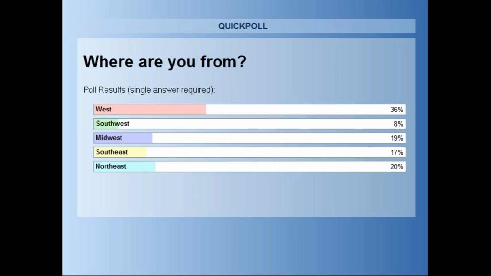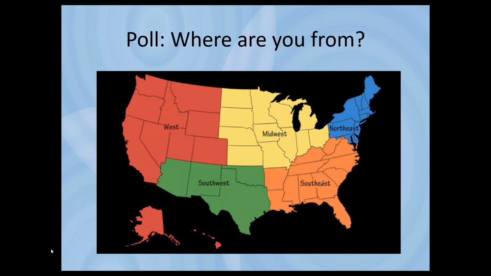The West is represented at 36%, the Southwest at 8%, the Midwest at 19%, the Southeast at 17%, and the Northeast at 20%. So we have a pretty good spread of participants across the country, and we're thrilled to have you all here. Next slide.